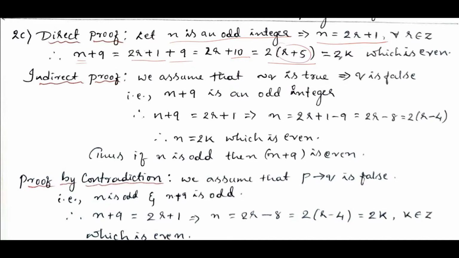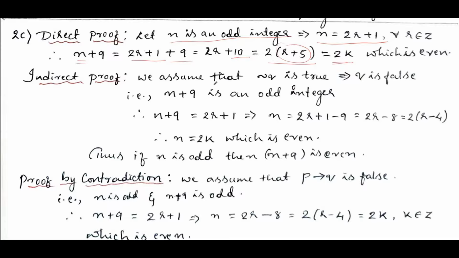R plus 5, which is nothing but what? 2k is nothing but an even number, which is even. Hence, by direct proof, I have proved that by considering n as an odd integer, n plus 9 is an even integer. Hence the direct proof has been concluded.